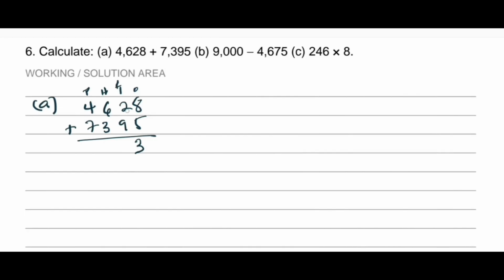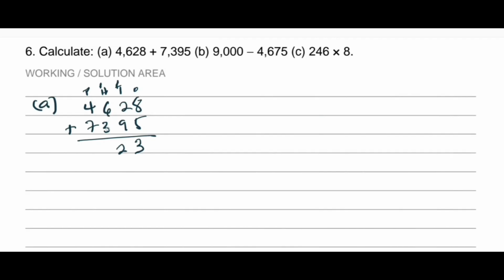3 plus 2 is 3. 3 plus 9 is what? 3 plus 9 is 12. 12. Then you carry 1 here to the hundreds column. So 1 plus 6 is what? 1 plus 6 is 7.